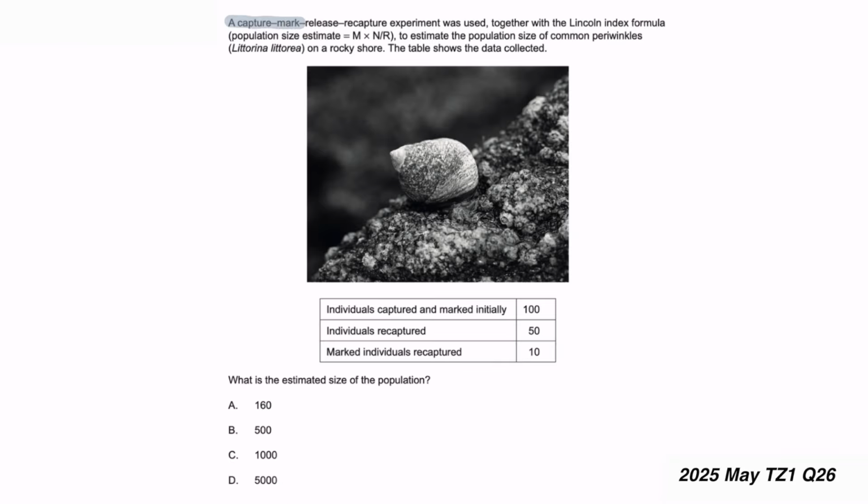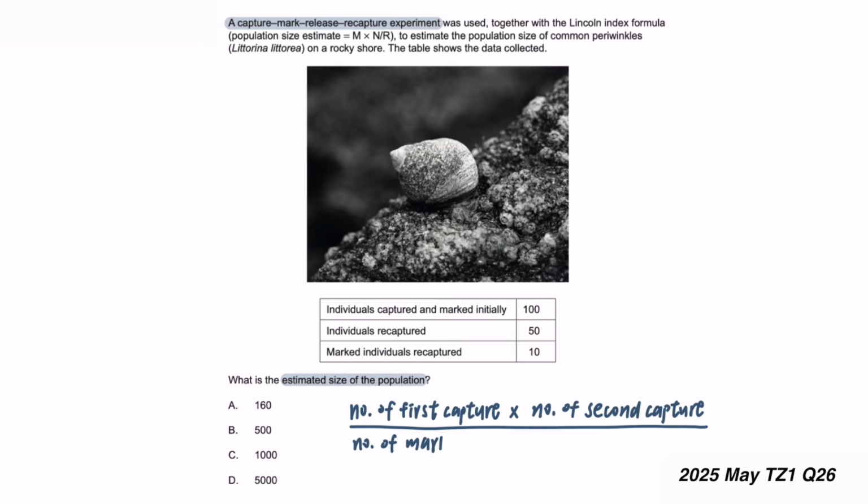A capture-mark-release-recapture experiment can estimate the size of a population. The equation is the number of first capture multiplied by the number of second capture and divided by the number of marked individuals in the second capture. So the estimated number of these periwinkles is 500.